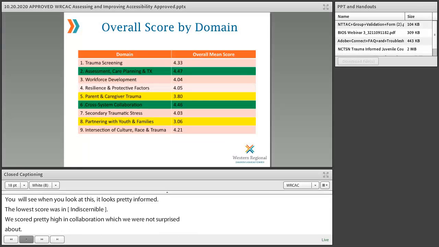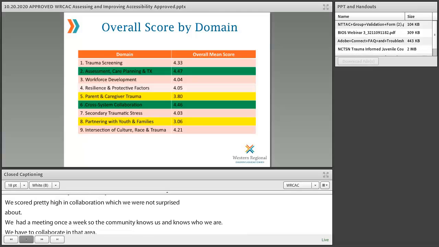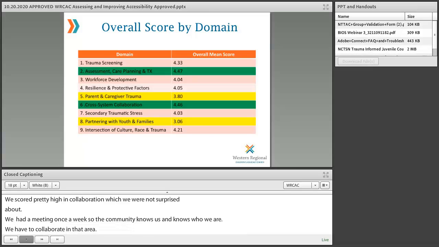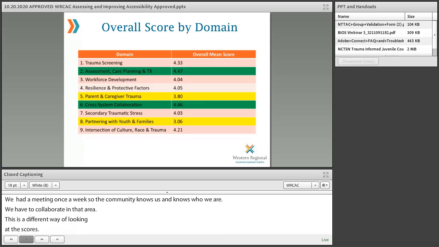So this is just a different way of looking at the overall scores. So you can see the ones highlighted in green are where we kind of scored the highest. So assessment, care planning, and treatment, again, because we're already using an evidence-based model in TF-CBT, and the cross-system collaboration for the reasons I just mentioned. And then the 2 that we scored on the lower end, parent and caregiver trauma and partnering with youth and families.